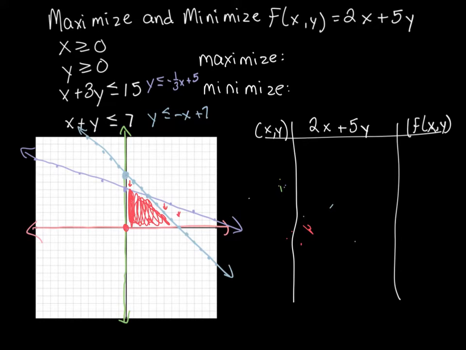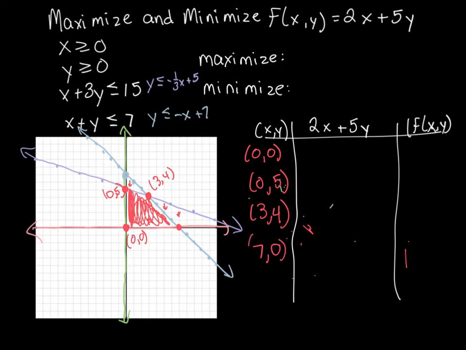And then we want to look at these points enclosing that shaded area. And I'm going to list these points in our little table over here. That would be 0, 0, right here. And then we have 0, 1, 2, 3, 4, 5, right there. And then 1, 2, 3, 1, 2, 3, 4, so 3, 4. And then 1, 2, 3, 4, 5, 6, 7. So 7, 0. It's a point.